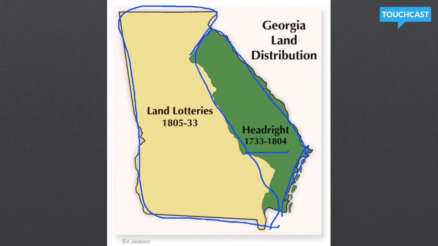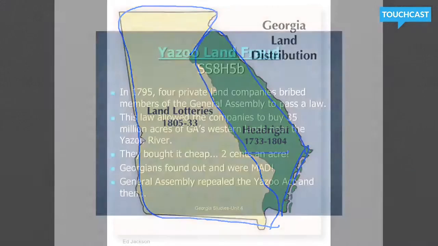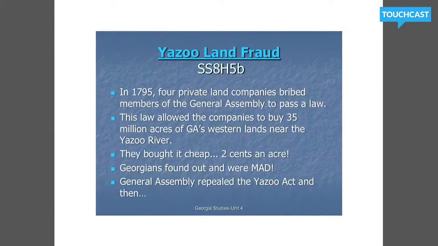But what about the land stretching out to the Mississippi River? Georgia used to stretch all the way out there, encompassing the states of Alabama and Mississippi. What happened to that? Well, that disappears in something called the Yazoo land fraud. In 1795, 4 private land companies bribed members of the General Assembly to pass a law.